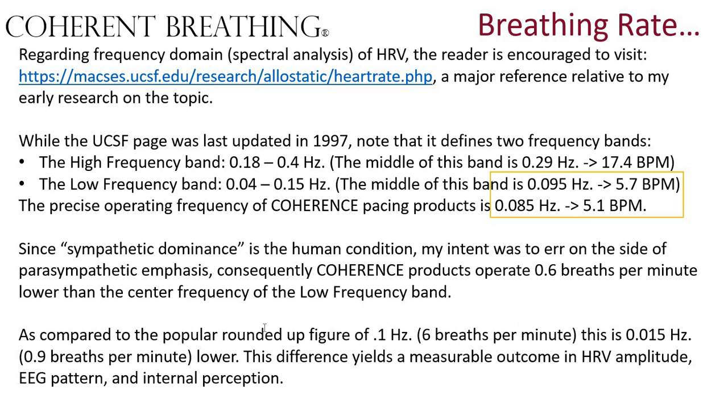However, as compared to the popular rounded up figure of 0.1 hertz, Coherent's pacing products are 0.9 breaths per minute slower, or 0.015 hertz. This difference yields a measurable outcome in heart rate variability amplitude, in EEG pattern elicitation, and in one's own internal perception.